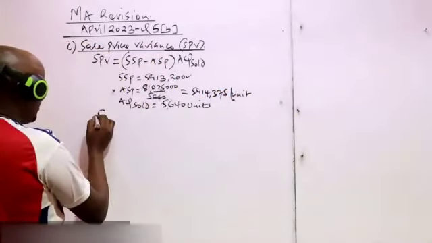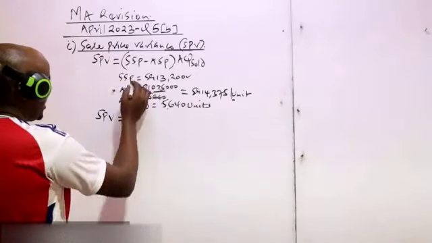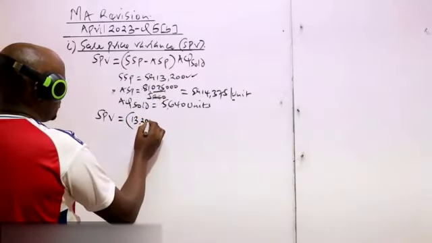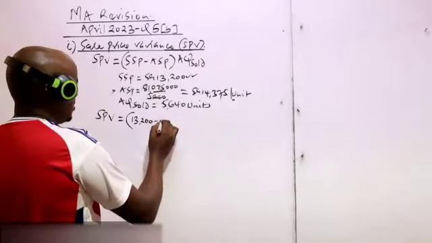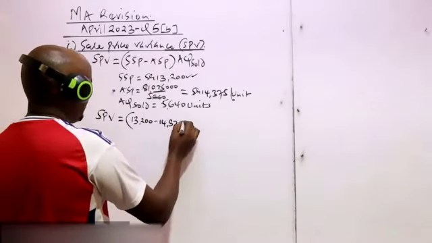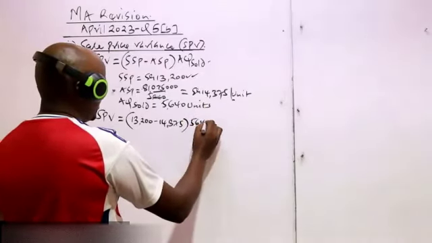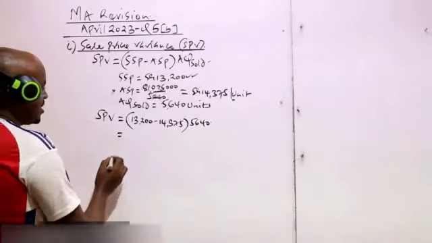So we can proceed and compute the sales price variance by taking the standard selling price, which is shillings 13,200, minus the actual selling price, which is 14,375. We multiply that with the actual quantity sold, 5640.